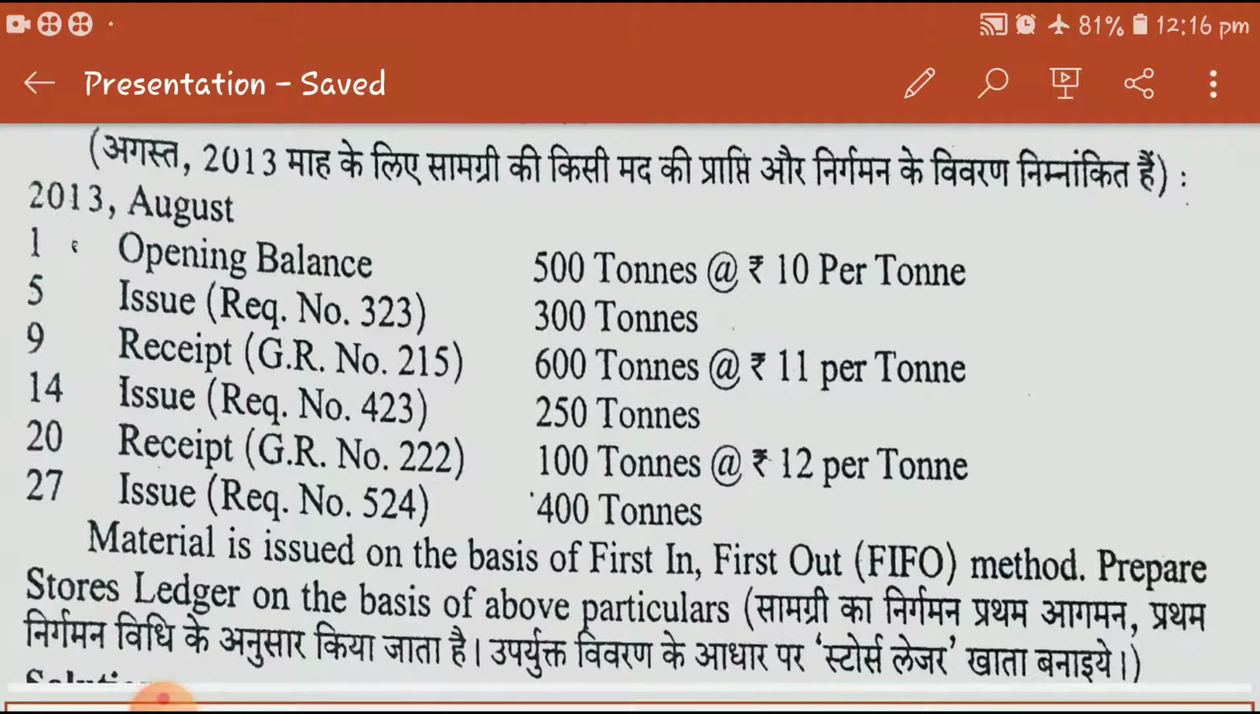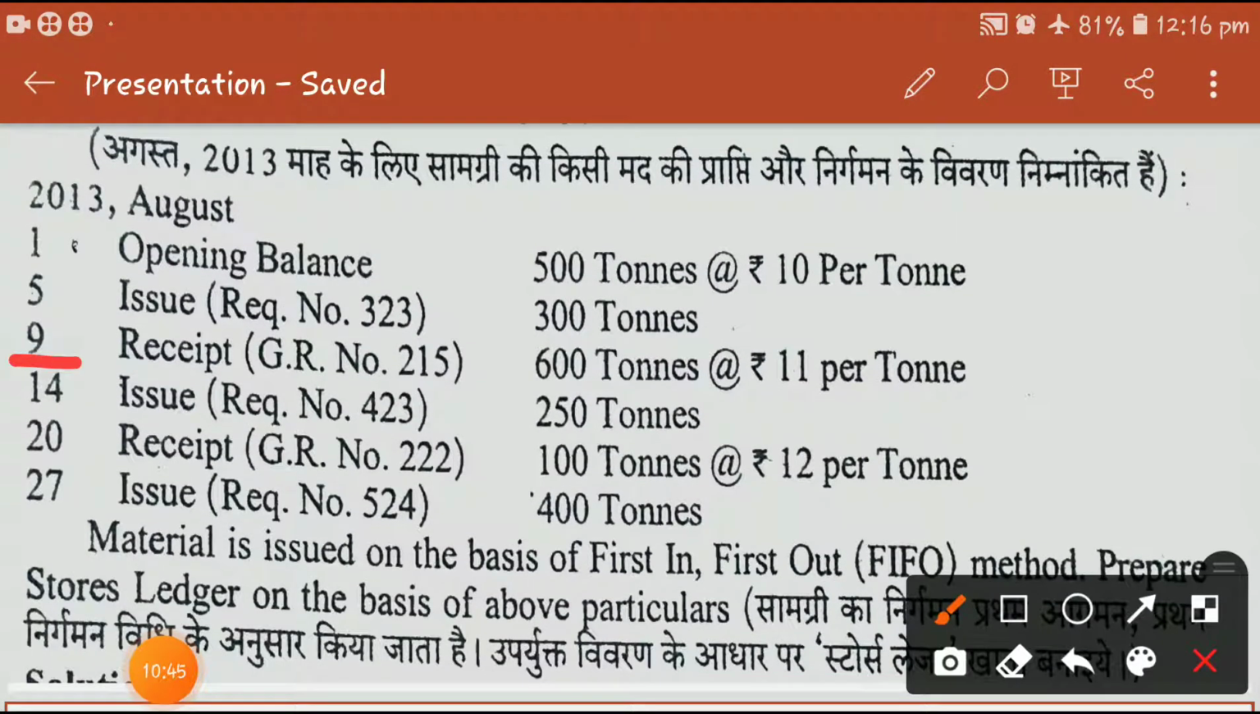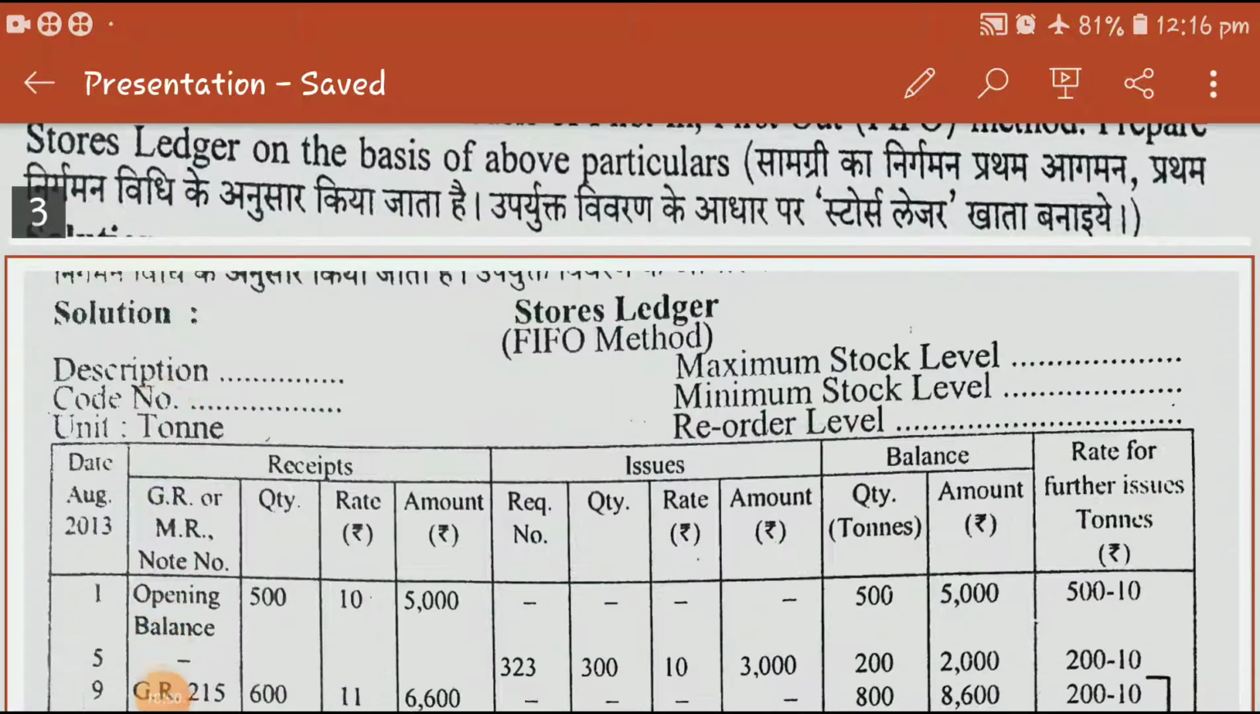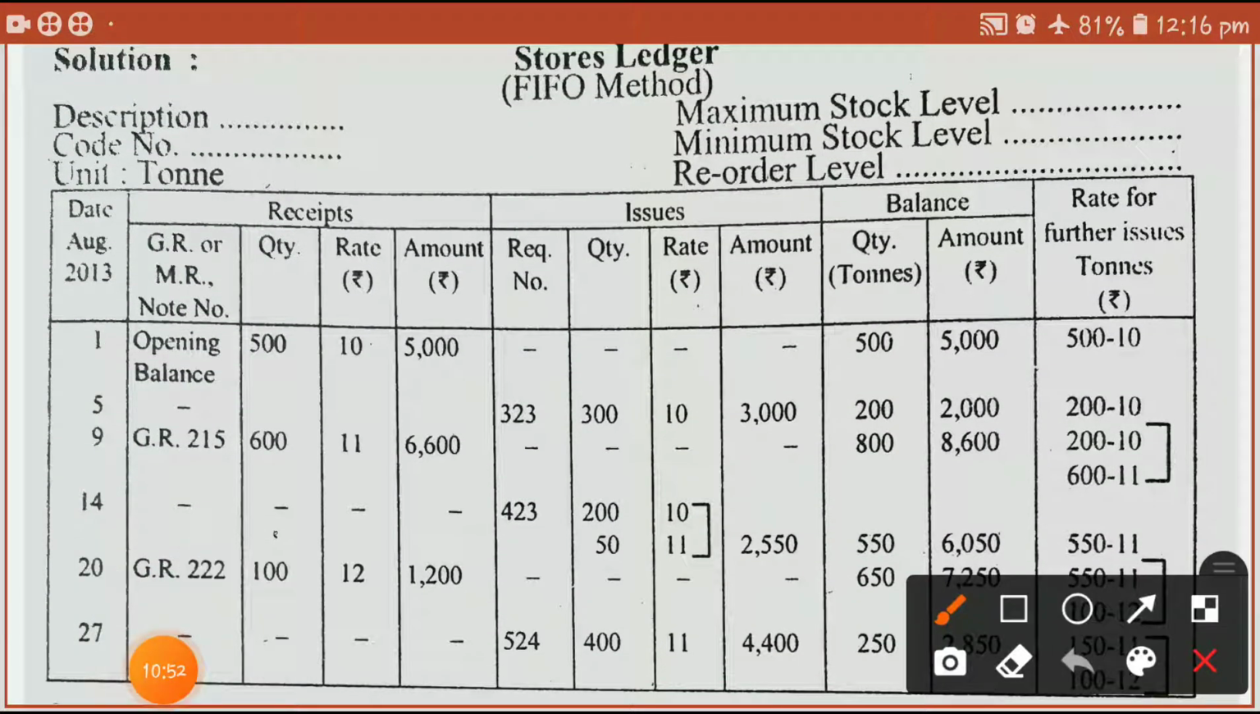Now moving further, on 9th we are receiving 600 tons at 11 rupees per ton. So on 9th you will write like this: you are receiving, so you show it on the receipt side. See quantity, how much are we receiving? 600 units at what rate? 11. So 600 into 11 is 6600. The issue side will be kept blank because we are not issuing on this date, we are only receiving.